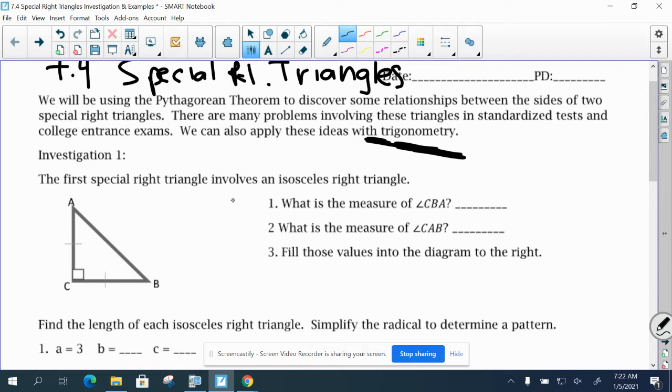The first special right triangle involves an isosceles right triangle. For this isosceles right triangle, what is the measure of angle CBA and CAB? Well, if they're isosceles, then they both have to add up to 90 and be the same, so they're each 45. Fill in those values into the diagram. Hopefully you're writing these notes down as you go.